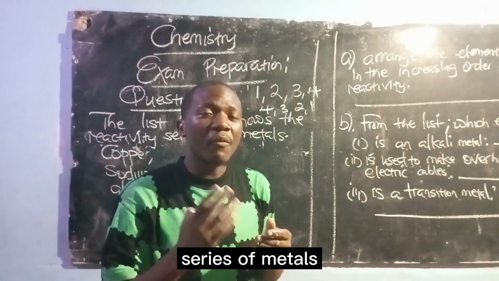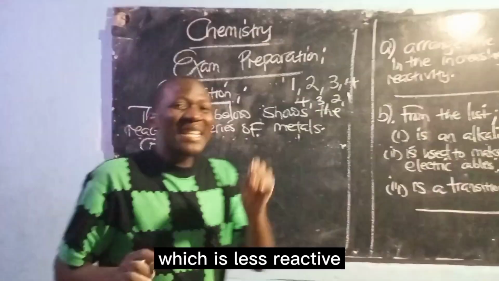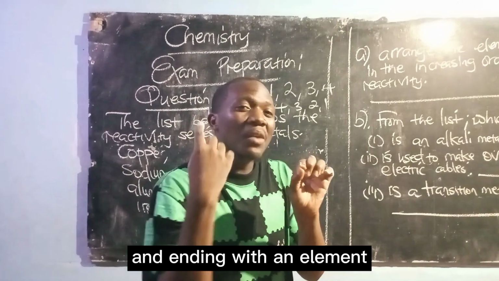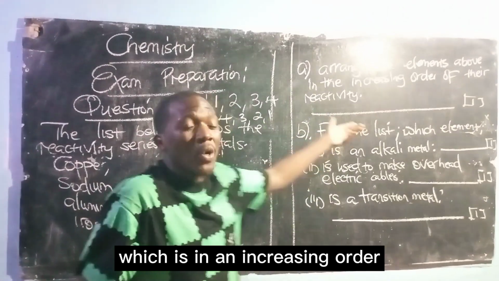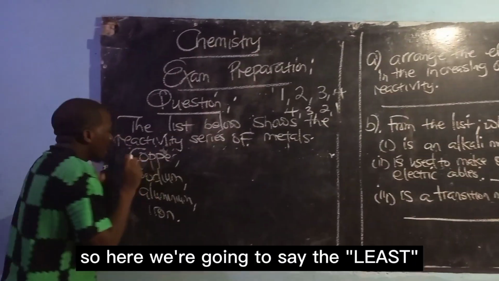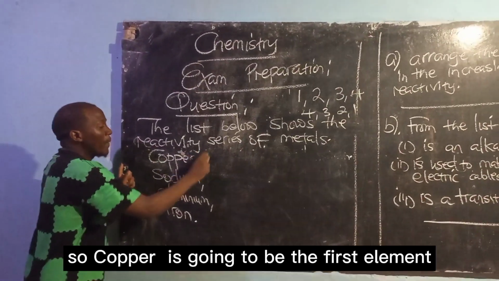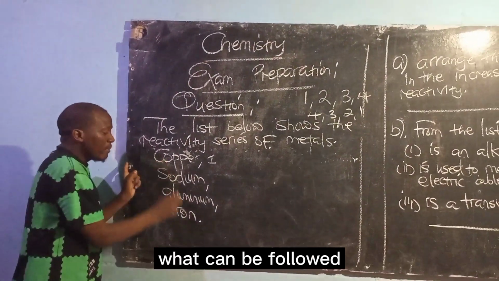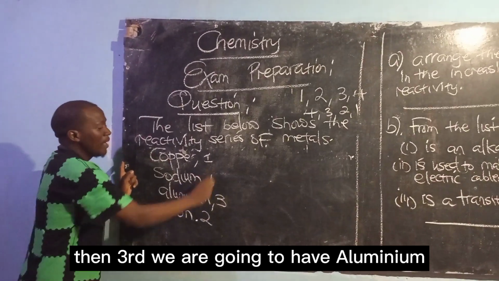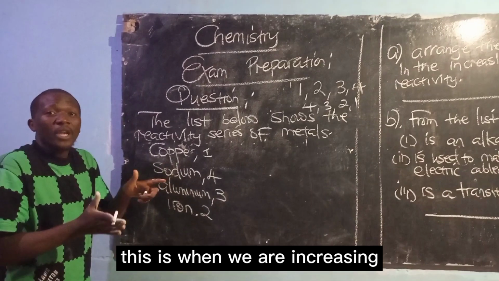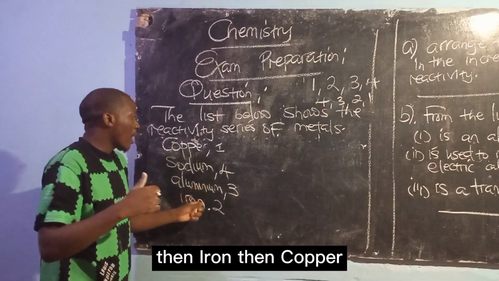Now, under the reactivity series of metals, starting with an element which is less reactive and ending with the most reactive element will give us an increasing order. So here, the least reactive element is copper, so copper is going to be the first element. It is followed by iron, then third, aluminium, then lastly, sodium. This is when we are increasing. When we are decreasing, we should start with sodium, go to aluminium, then iron, then copper.